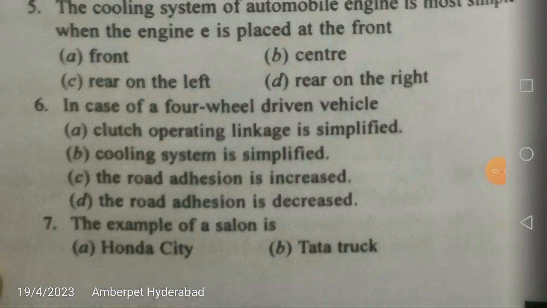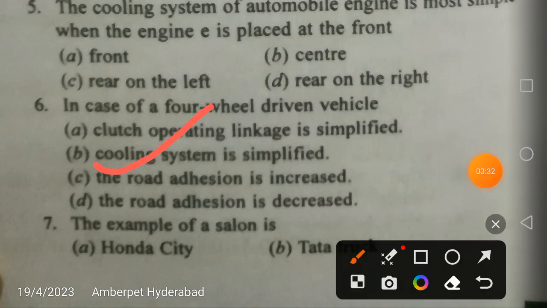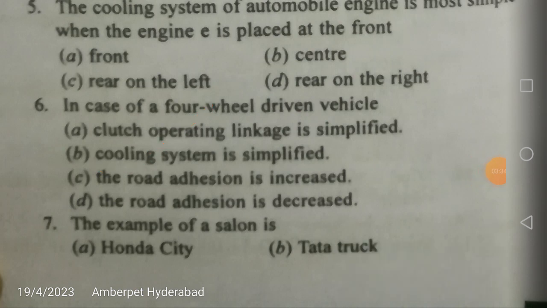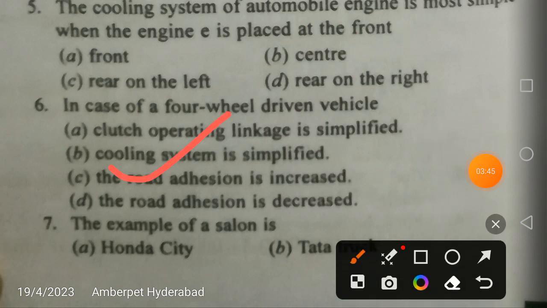Next, in case of a four-wheel driven vehicle, clutch operating linkage is simplified, cooling system is simplified, the road adhesion is increased, the road adhesion is decreased. What is the correct answer? Correct answer is the road adhesion is increased. For example, what is the example for four-wheel driven vehicle? It is your Jeep. So what happens if your four wheels are driven simultaneously, or the power is distributed between the four wheels? The road adhesion is increased. This is going to be a big advantage.